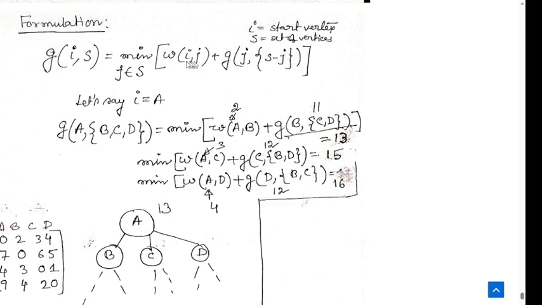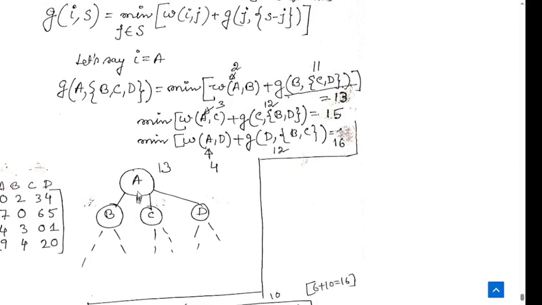So what is happening here? S is the set of vertices, and i is the start vertex. So W(i, j) plus g(j, S minus j), because you have chosen j already, so you have to exclude j. That is, it cannot be chosen further. So S minus j, and j belongs to S. So let's say initially the starting vertex is A. We have chosen A. So at the initial stage, we have A, B, C, D. A has three options: B, C, D.